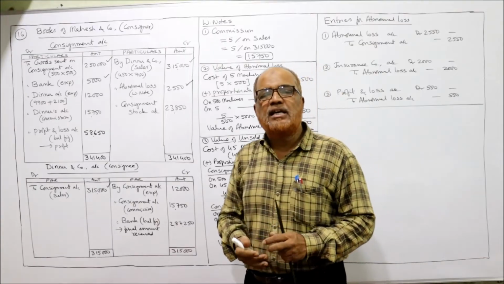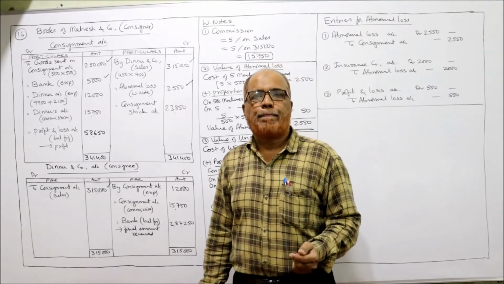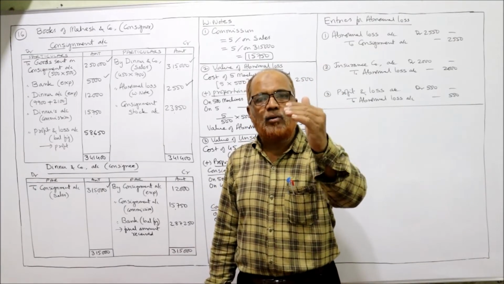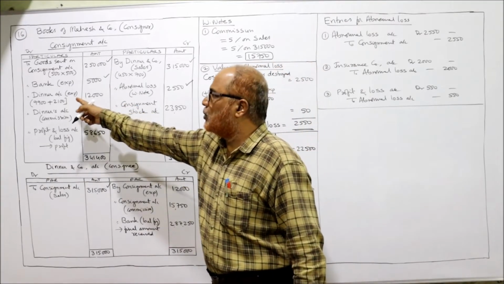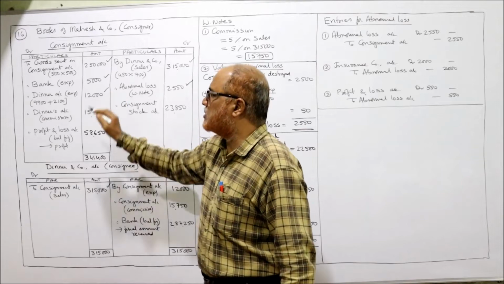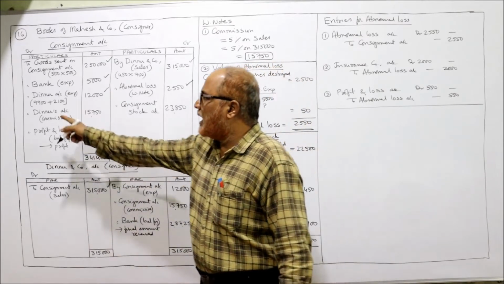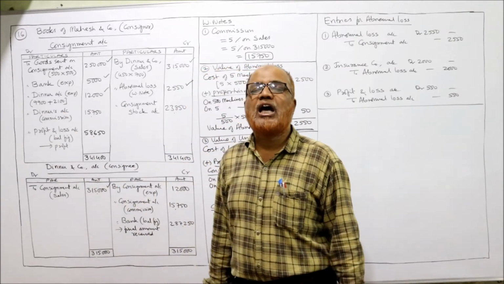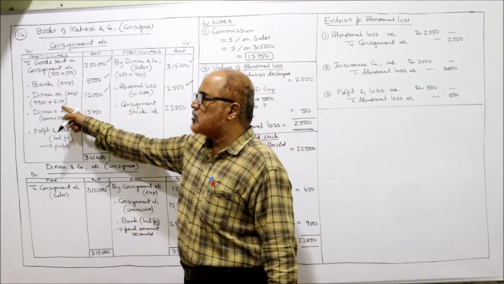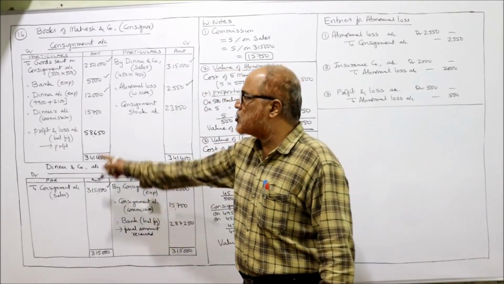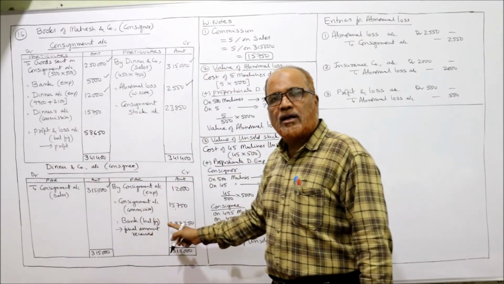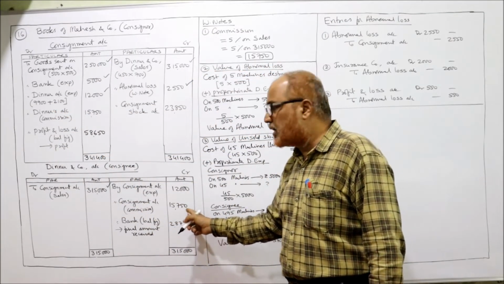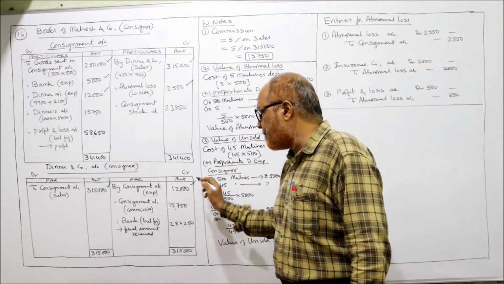Now expenses incurred by Dinnu and Company. Entry: consignment account debit to Dinnu and Company. So the consignment account is debited, Dinnu and Company expenses 12,000. How 12,000? 9,900 non-recurring expenses and 2,100 recurring expenses, total 12,000. So the consignment account is debited, and Dinnu and Company should be credited by consignment 12,000.